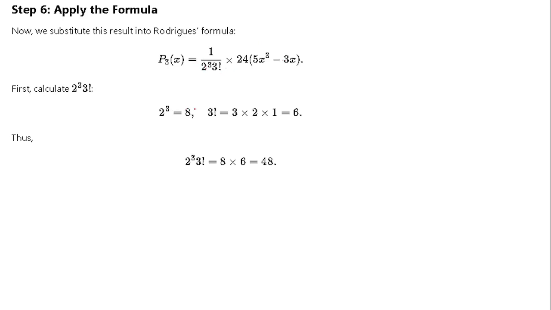Then let's calculate this. This 2 to the power 3 is 8. Then 3 factorial is just 3 times 2 times 1, which is 6. So this value down here will give you 48. So when we simplify, we have 24 divided by 48. And at the end of the day, P3, the third Legendre polynomial, is equal to this. Now the next question I can ask you is: prove that this polynomial satisfies the Legendre equation. Can you do that? Yes, sir. Thank God you can do it.